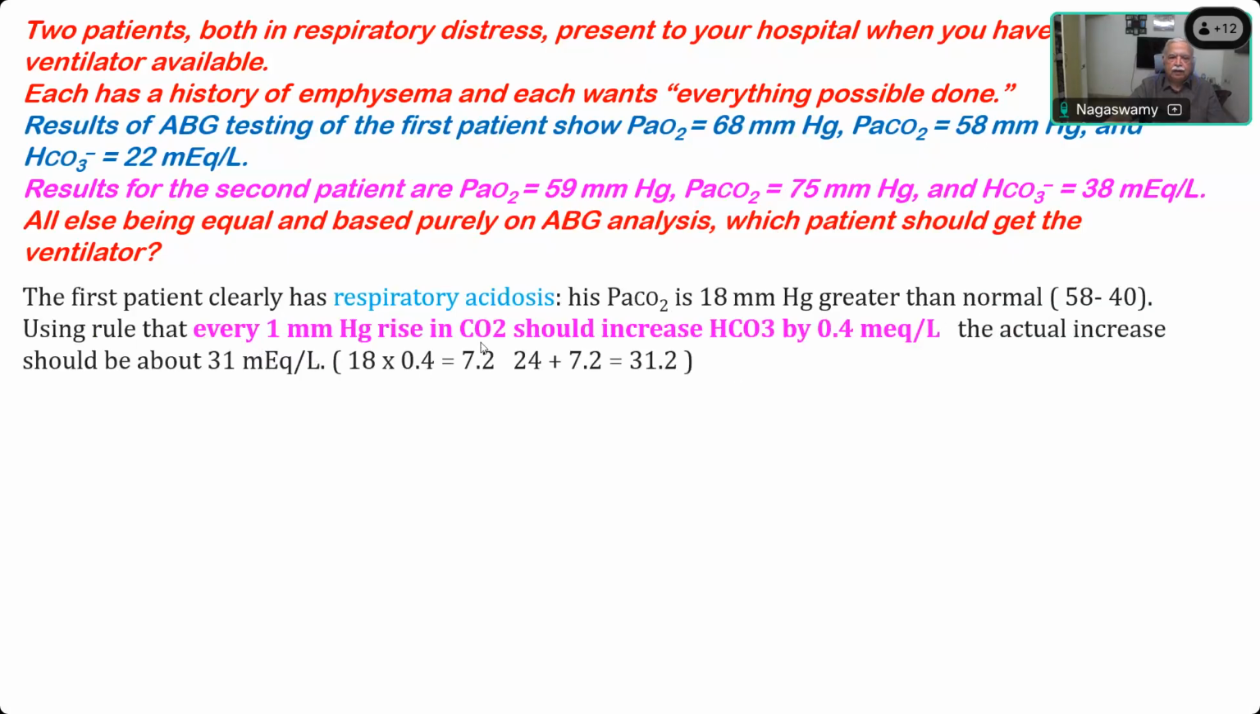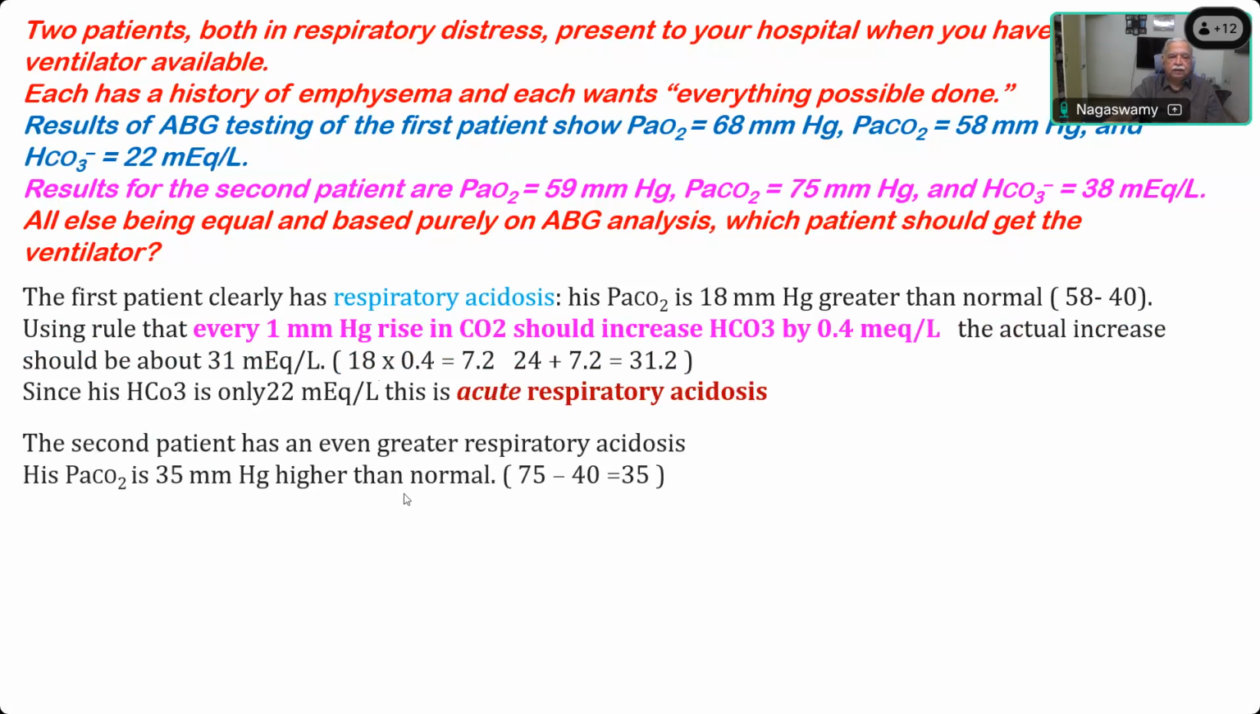Every 1 millimeter rise in carbon dioxide should increase the bicarbonate by 0.4 milliequivalent. And that actual increase should give 31.2, whereas his bicarbonate is only 22. So since his bicarbonate is only 22, he is in acute respiratory acidosis without any compensation.